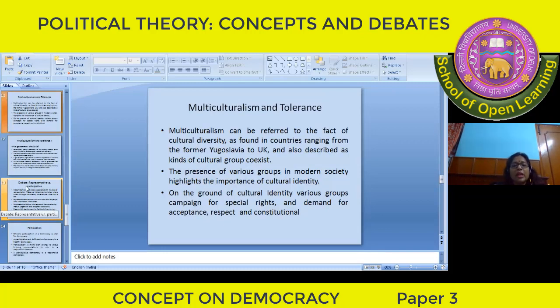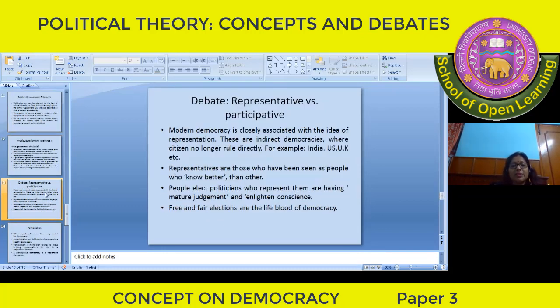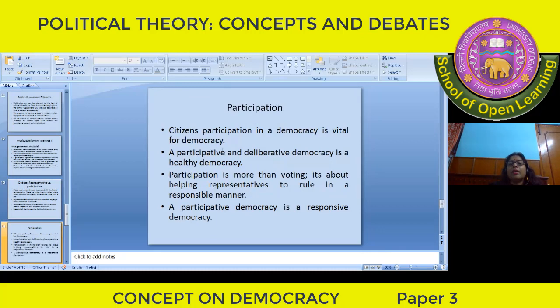We have also debated representative and participative democracy. Then we discussed how indirect democracy works in various states, and how representatives should take care of the interest of the people. People also elect politicians, and politicians should work along with their enlightened conscience. In that way, how citizens should participate in a democracy is vital for democracy.